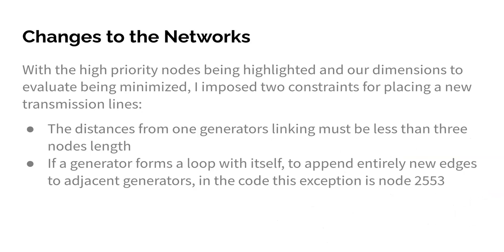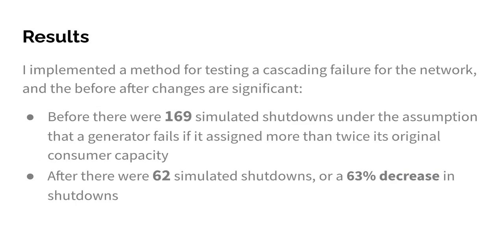To clarify, with the high priority nodes being highlighted and the dimension C value being minimized, I impose two constraints for placing new transmission lines. The distance from one generator's linking must be less than 3 nodes in length, and if a generator forms a loop with itself, append entirely new edges to adjacent generators. In the code, this exception is node 2553, i.e., it forms a loop with itself.